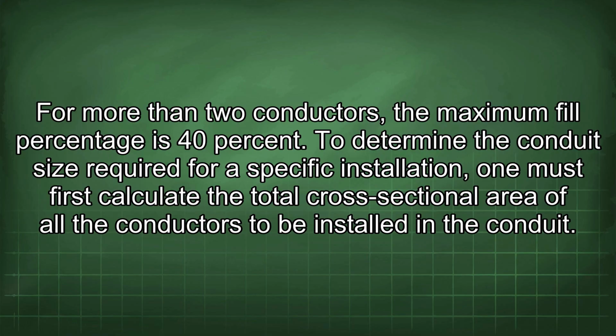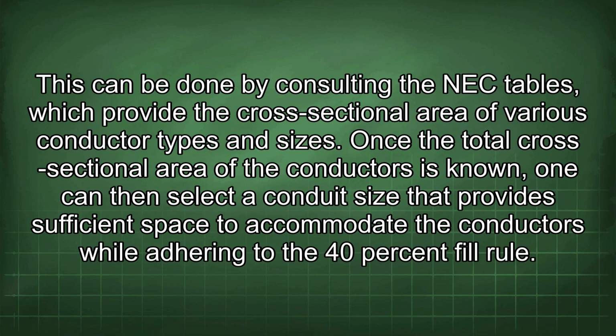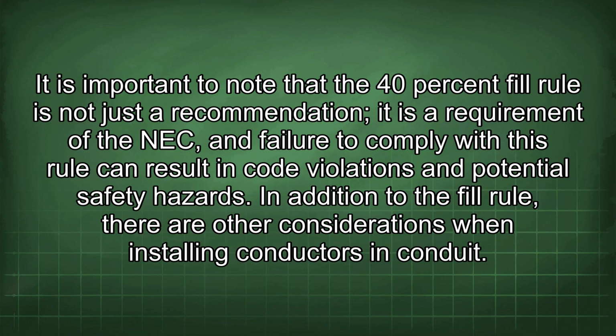To determine the conduit size required for a specific installation, one must first calculate the total cross-sectional area of all the conductors to be installed in the conduit. This can be done by consulting the NEC tables, which provide the cross-sectional area of various conductor types and sizes. Once the total cross-sectional area of the conductors is known, one can then select a conduit size that provides sufficient space to accommodate the conductors while adhering to the 40% fill rule. It is important to note that the 40% fill rule is not just a recommendation, it is a requirement of the NEC, and failure to comply with this rule can result in code violations and potential safety hazards.